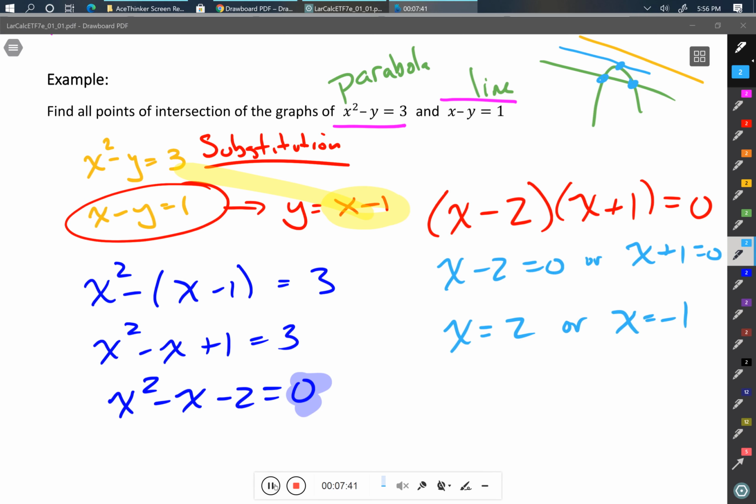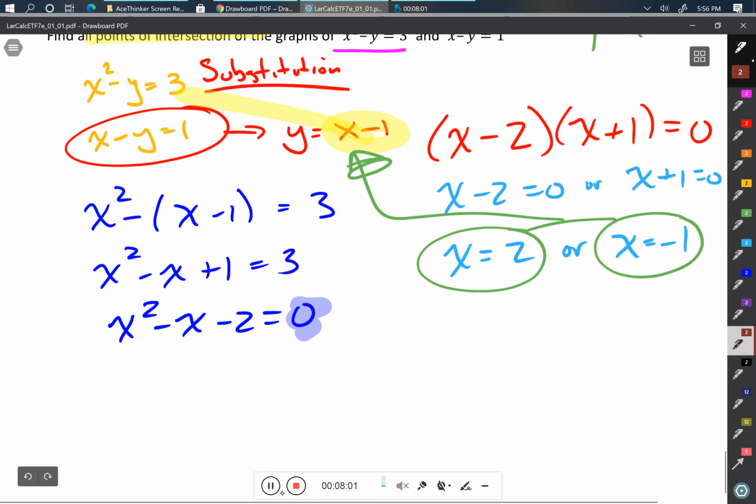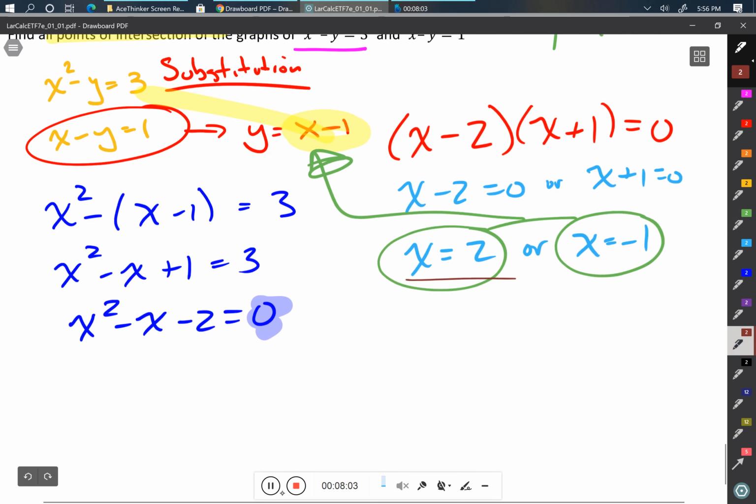So we found the values for x, but what were we trying to do here? Our job was to find points of intersection. A point contains an x and a y value, so just having x's doesn't mean anything. Now I have to take these x values, put them back into my substitution statement, and find the corresponding y value to get my points of intersection. So I'll do x is 2 first. If x is 2, then y is equal to 2 minus 1, so y would be equal to 1. Or if x is negative 1, then y is equal to negative 1 minus 1, which would be negative 2.